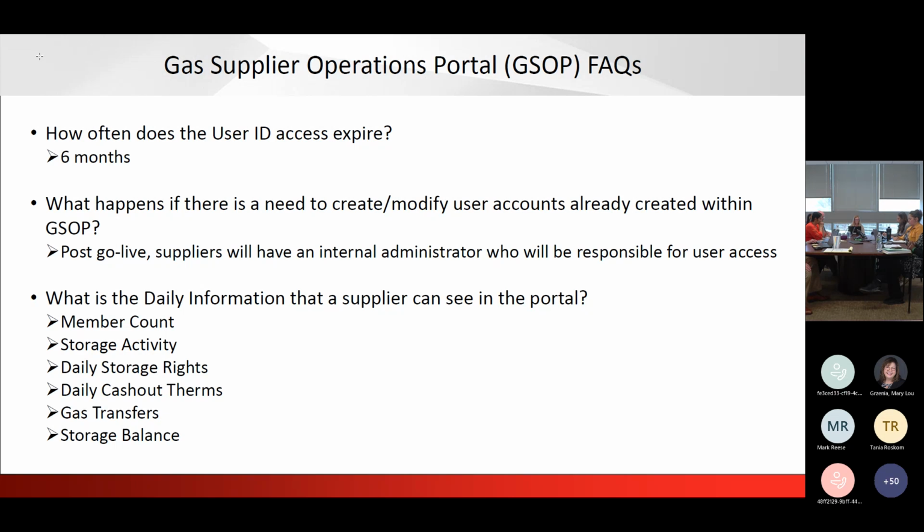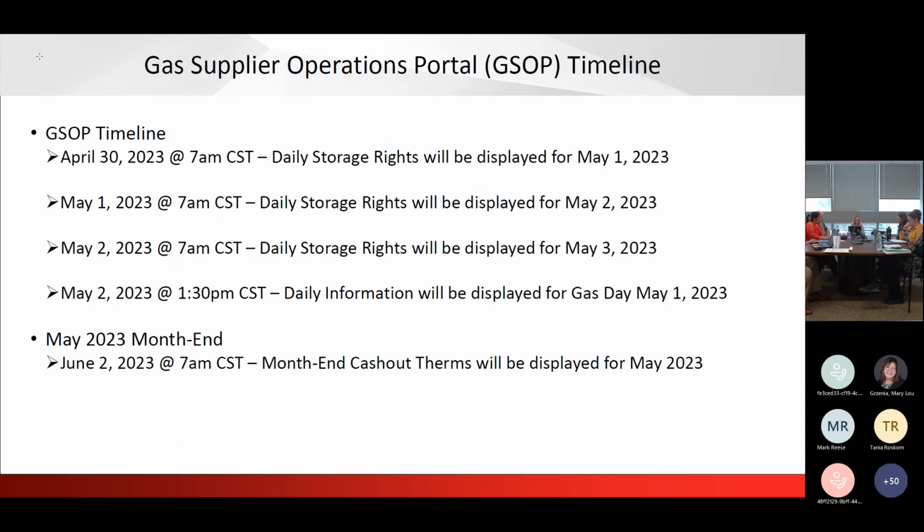So we've touched on the daily information that you will see in the portal, such as the member count, storage activity, daily storage rights, cash out terms, transfers, and storage balances. As we approach May 1st, on April 30th at 7 a.m. Central Standard Time, the daily storage rights for May 1st will be available. And then the schedule proceeds as seen below.